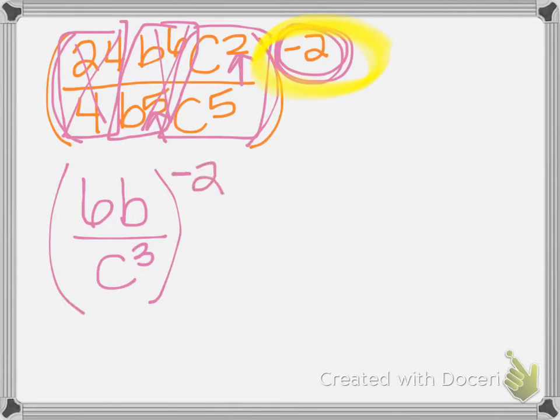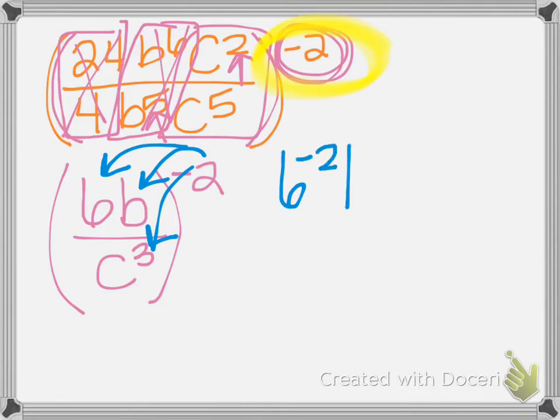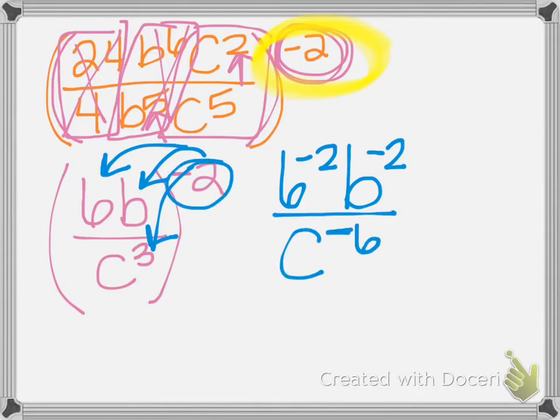Now I have a power to a power. So I'm going to take this negative 2nd and apply it to everything on the inside. So I have 6 to the negative 2nd, b to the negative 2nd, over c to the negative 6th, because you multiply when you have power to a power. Negative exponents mean to move, so I'm going to move every single thing from the numerator to the denominator or from the denominator to the numerator.